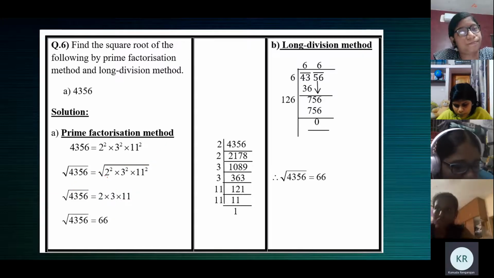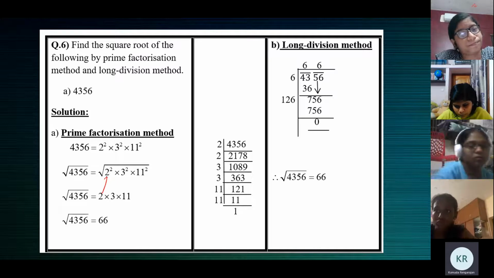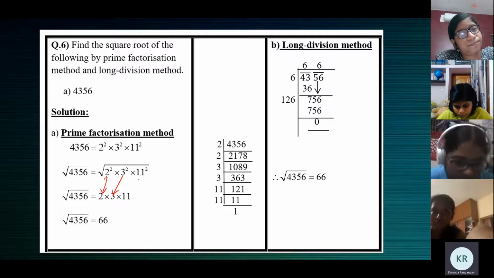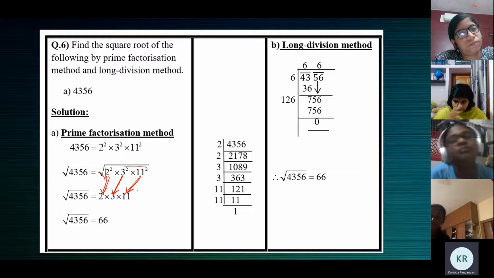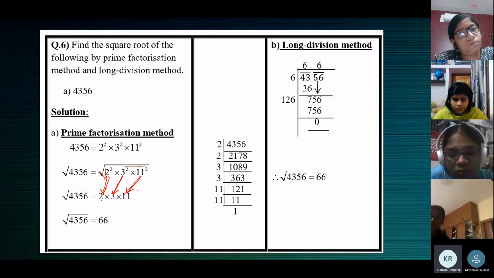From 2 squared, that means 2 2's, 1 2 comes out. 1 3 comes out. 1 11 comes out of the square root. So now you should not put the square root symbol here. 2 squared is 2, 3 squared is 3, 11 squared is 11. So we have now eliminated the square root symbol. Now the product 2 3's, here the square root will come as it is.